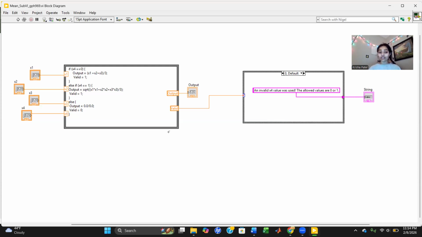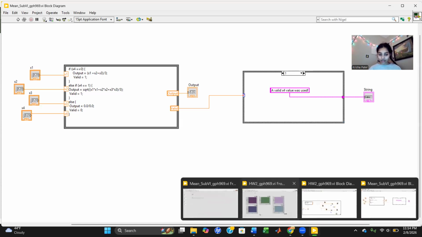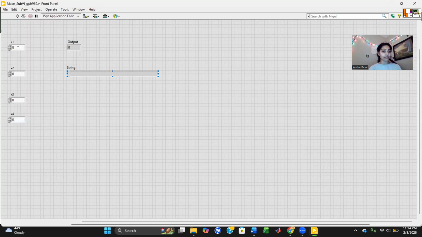As you can see to the right, there is a block, and when the value is 0, it will read a string that says an invalid X4 value was used. The allowed values are 0 or 1. And if valid is 1, it reads a string that says a valid X4 value was used. And we can see this as we use our sub VI.